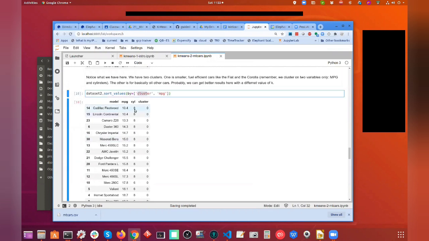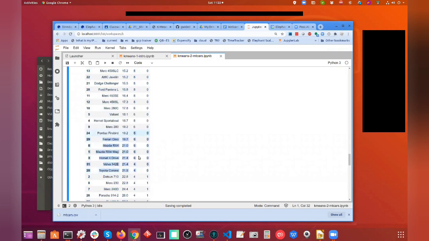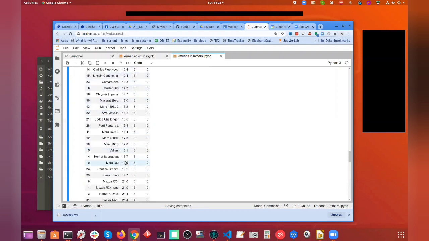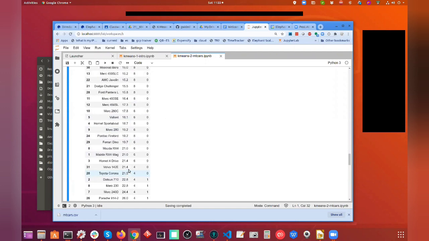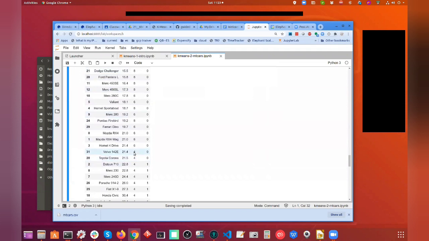Cluster number 0 is here. Everything here is cluster number 0, right up to here. You can see the first few cars are low mileage cars, starting at 10 miles per gallon and going up to 19, 21 something. They're mostly 8 cylinders, and there are some 6 cylinders and some 4 cylinders too. So the grouping is not exactly perfect, but it's what it is.